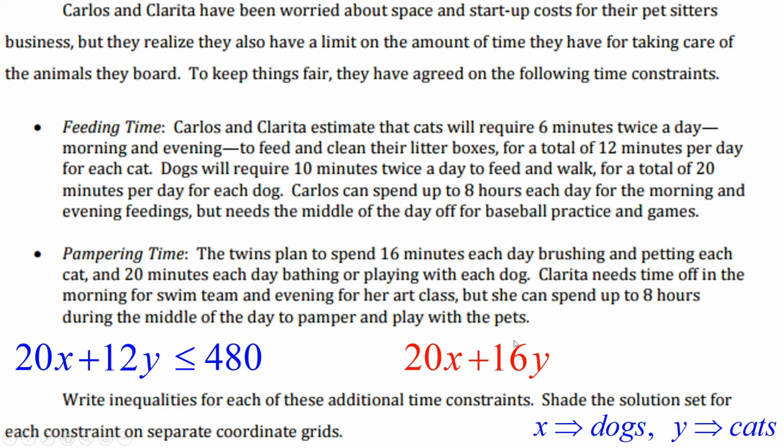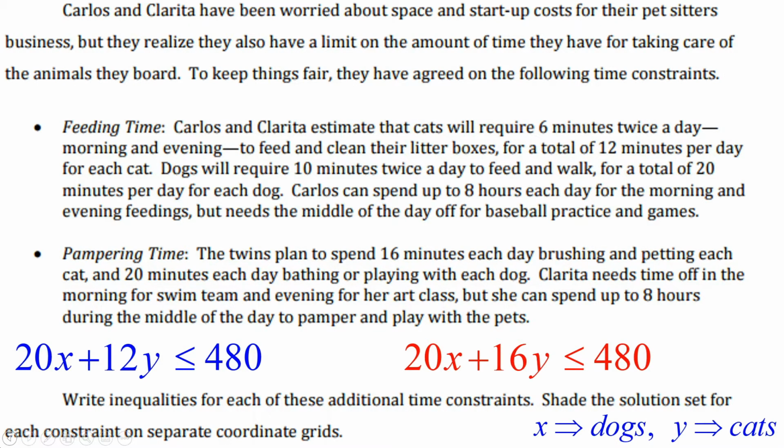Clarita needs time off in the morning for swim team and evening for her art class, but she can spend up to 8 hours during the middle of the day to pamper and play with the pets. So again, up to 8 hours. How did we do that for Carlos? Less than or equal to 480 minutes. We're going to do the same thing over here. Less than or equal to 480 minutes. And that is the inequality in standard form for our pampering time constraint.